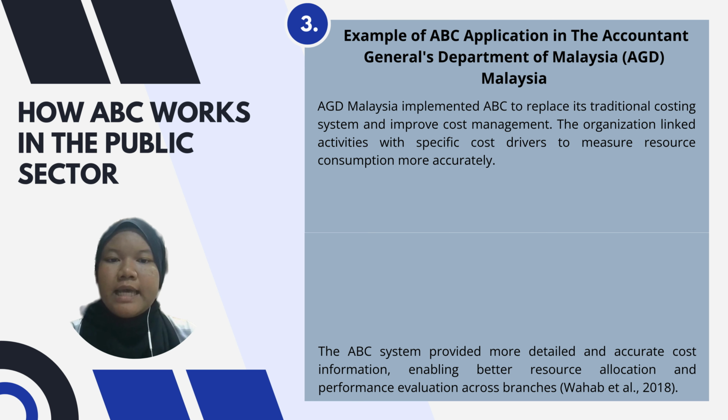After identifying the activities, AGD assigned appropriate cost drivers to measure the resources consumed by each activity. For example, advisory services were measured using consultation hours, while management reports were measured using the number of reports produced. By linking activities with suitable cost drivers, AGD was able to trace costs more accurately and determine the actual cost of providing its services. The information generated by the ABC system enabled management to compare costs between branches, evaluate resource usage, and identify areas where improvements could be made.